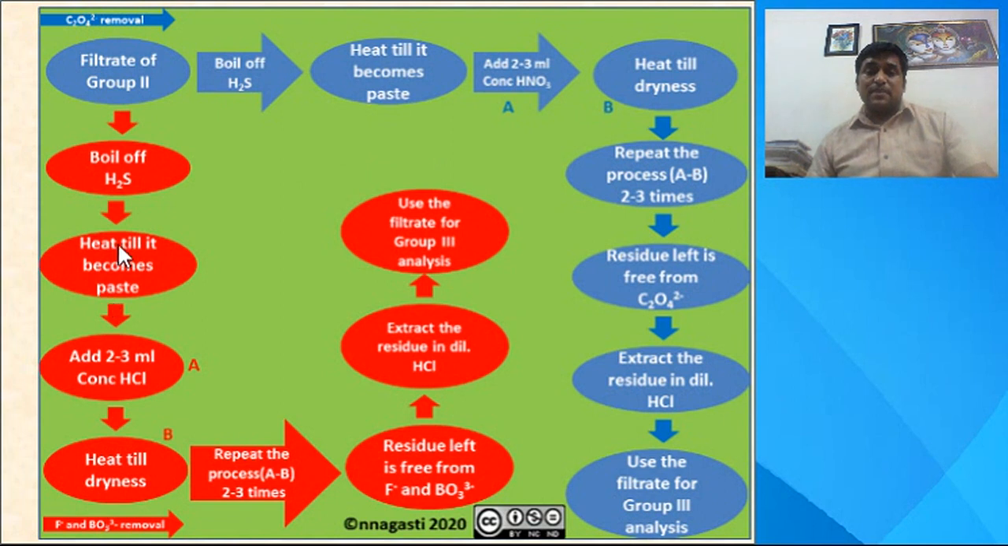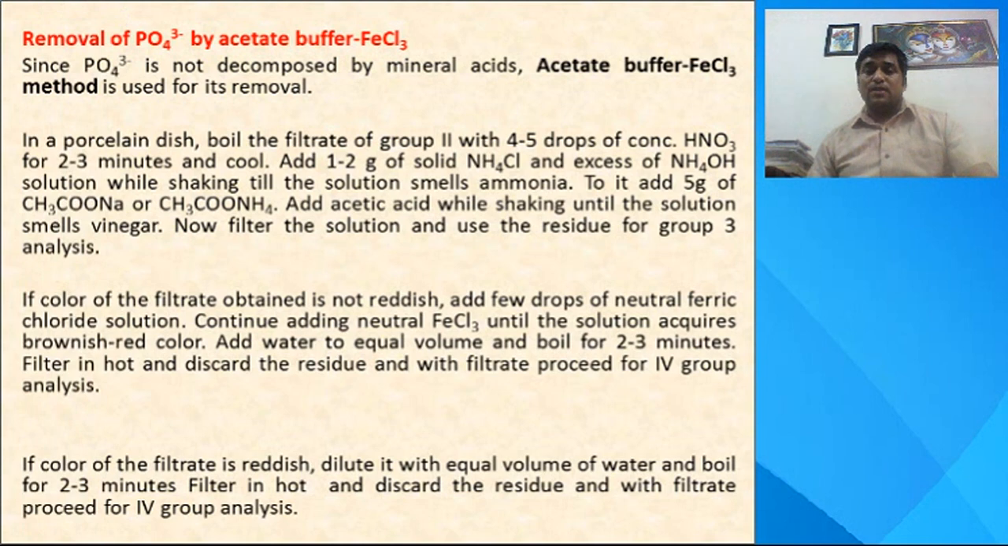Similarly, boil off H2S, heat it till it becomes a paste, and add concentrated HCl for fluoride and borate. Heat it till dryness and repeat the same procedure. Because fluoride and borate form their volatile acids, they get evaporated, and the residue left is free from fluoride and borate. Extract this residue in dilute HCl, filter it, and use the filtrate for third group analysis. So that's how, if we have oxalate, fluoride and borate, we can easily remove them by simply treating them with acids.